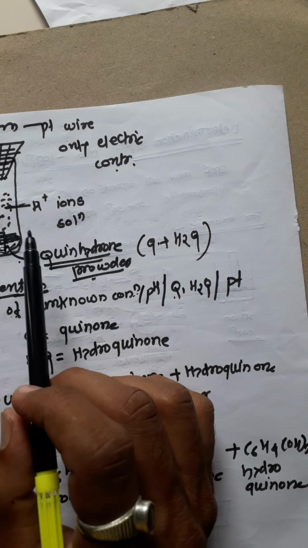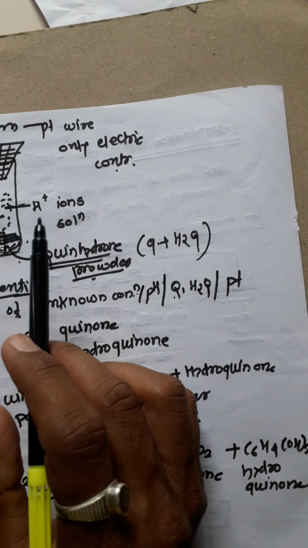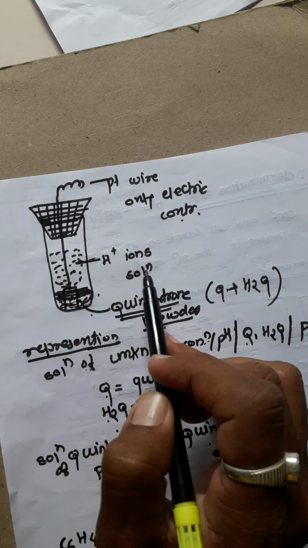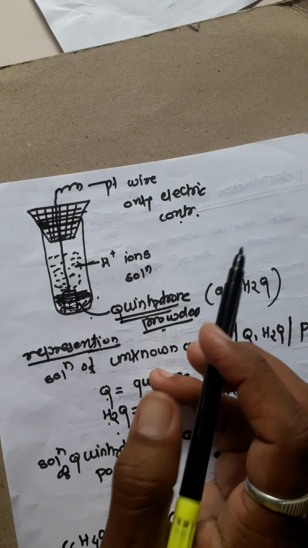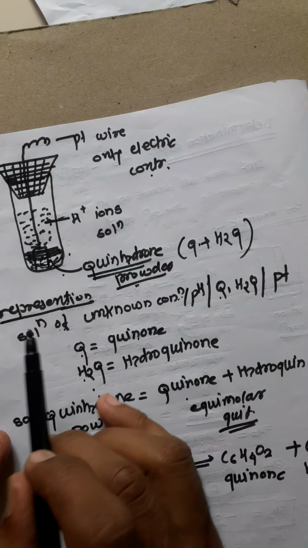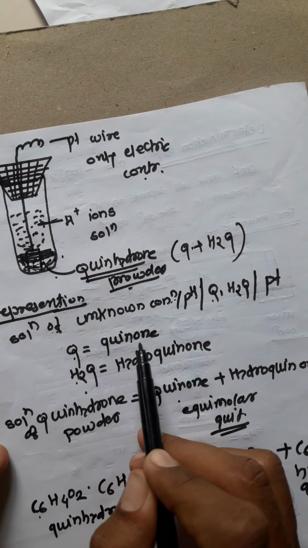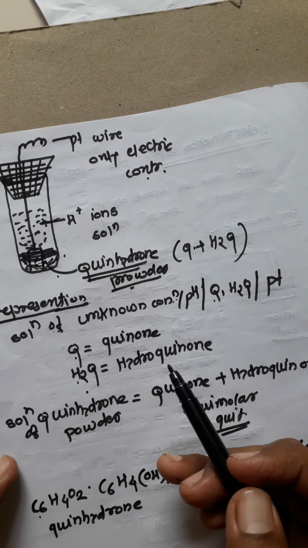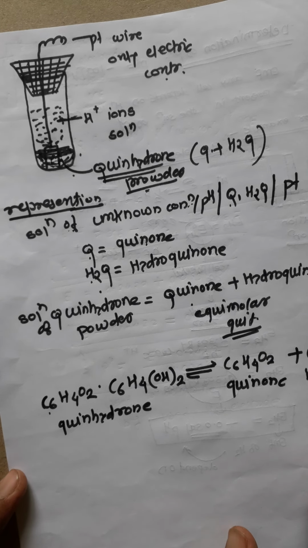This is the very simple construction of the quinhydrone electrode. This quinhydrone electrode is used to determine the pH of any solution. The platinum wire is used only for electric contact. The tube contains H plus ion solution, meaning the solution of unknown pH, and the quinhydrone powder is used. The representation of the cell is: solution of unknown concentration or pH, quinone, hydroquinone and platinum. Q is the quinone and H2Q is the hydroquinone.